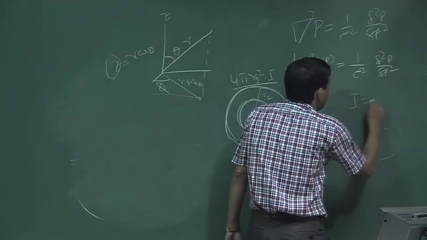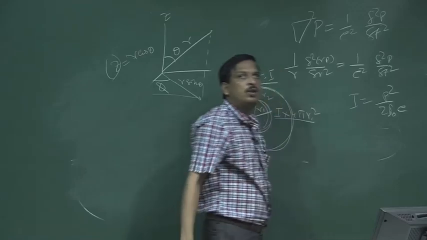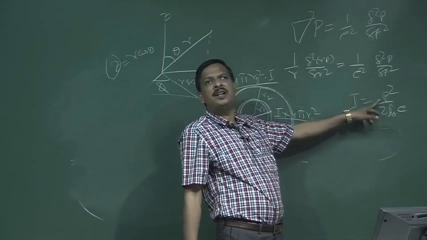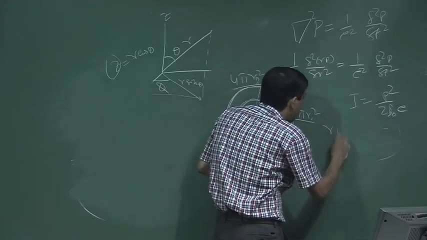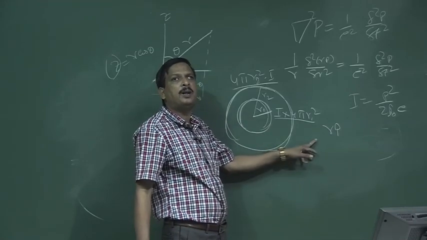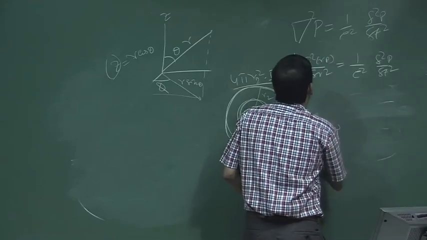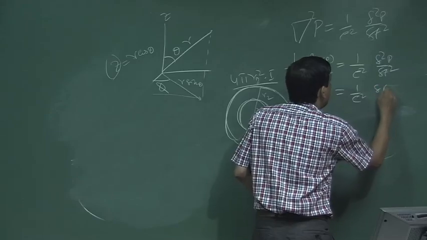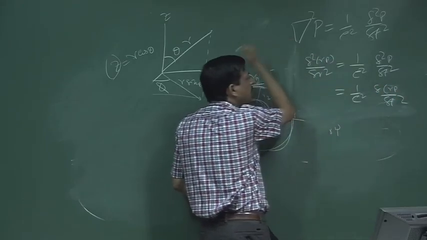I is nothing but p square by 2 rho 0 c. So p cannot be a parameter which is independent of r. So instead of p, I consider rp as the parameter, rp is the pressure amplitude which is independent of r. So instead of p, here I consider rp as the function. So I can write del square rp divided by del t square, so this 1 by r will not be there.